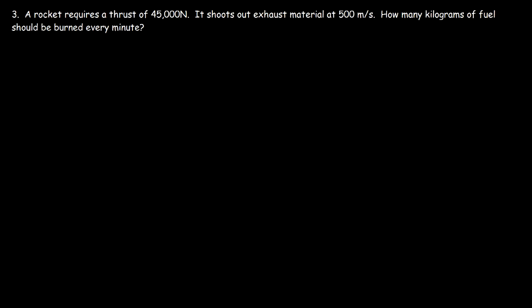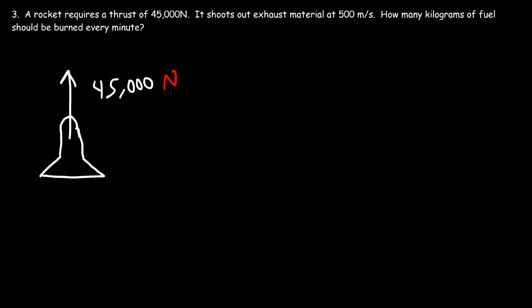Let's try this problem. A rocket requires a thrust of 45,000 newtons. It shoots out exhaust material at 500 meters per second. How many kilograms of fuel should be burned every minute? So let's say this is the rocket. And it requires a thrust force of 45,000 newtons. And so it's shooting out exhaust material at a speed of 500 meters per second. We need to find out how many kilograms of fuel this rocket has to burn every minute.